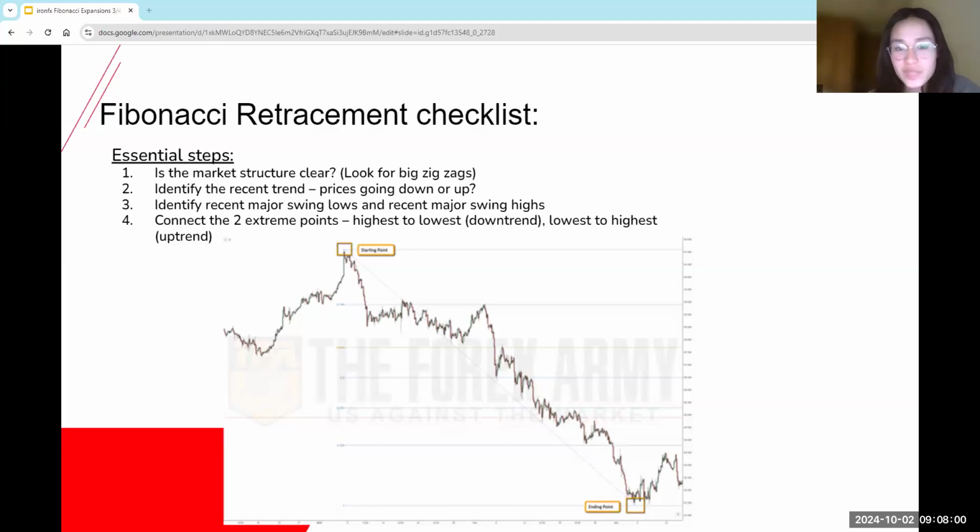Number three, identify recent major swing lows and recent major swing highs, and we'll show you some examples in the coming slides as well. Number four, we want to connect the two extreme points: from the highest to lowest if it's a downtrend, like in this image here, or from the lowest to the highest if it's an uptrend.